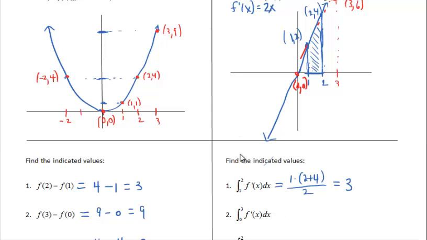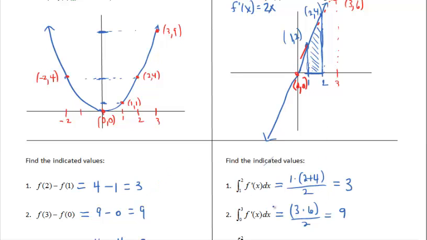I'm going to actually just say it's equal, not approximate. The base of the triangle is going to be 3. The height of the triangle is 6, so base times height divided by 2. It appears that the value of my integral from 0 to 3 is 9.